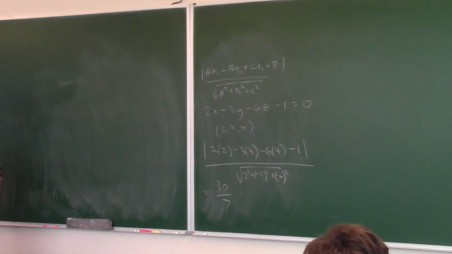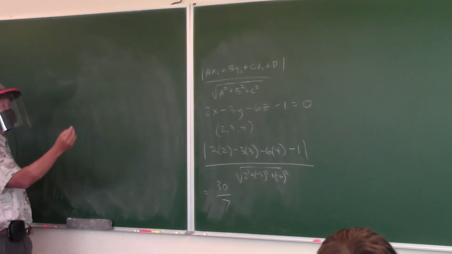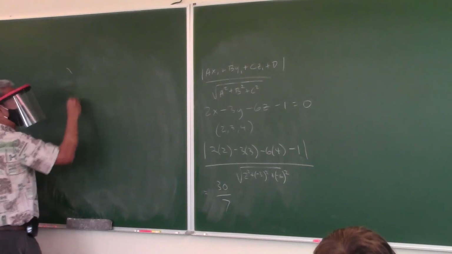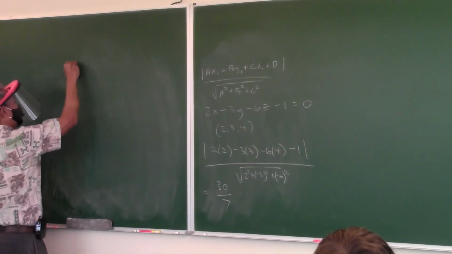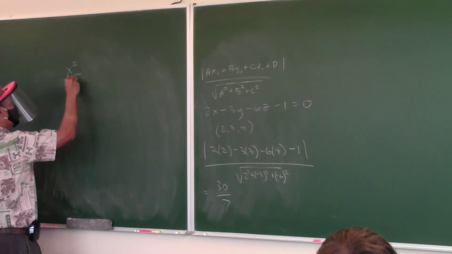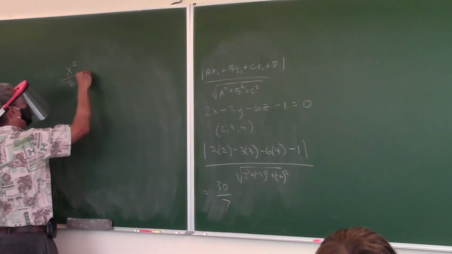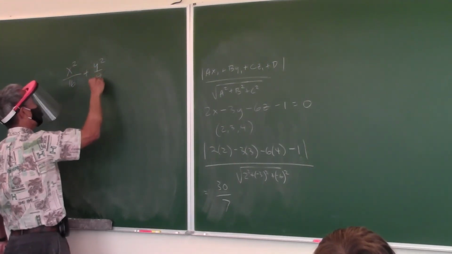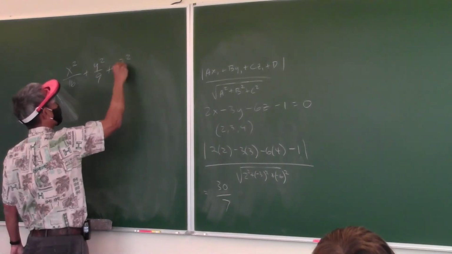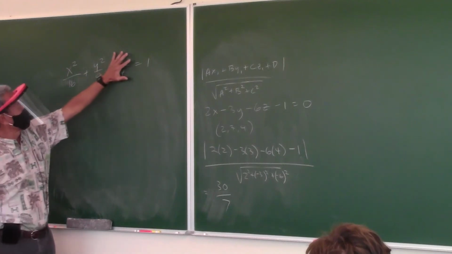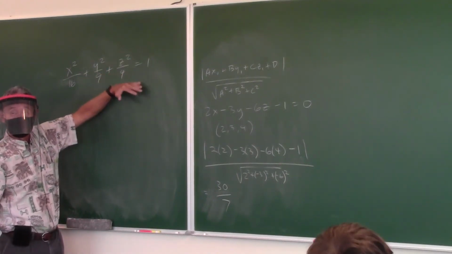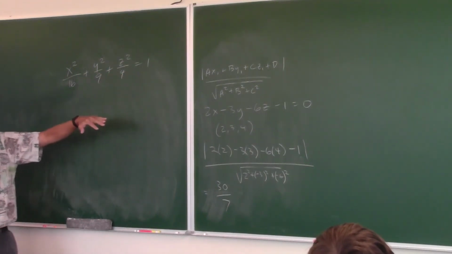Let's sketch an ellipsoid. So what would an ellipsoid look like? The equation? Well, it looks just like an ellipse, except it has a tacked on third dimension. X squared over 16 plus y squared over 9 plus z squared over 4 equals 1. See, like that's an ellipse, right? But then you tack on a third dimension, now it's an ellipsoid.